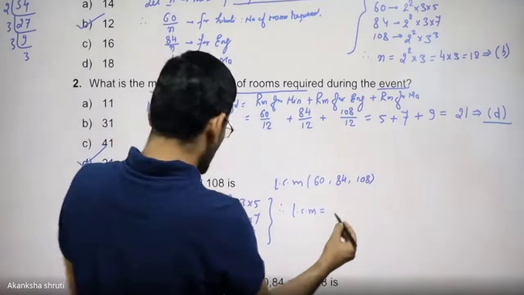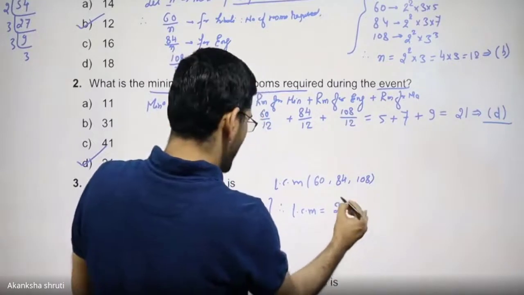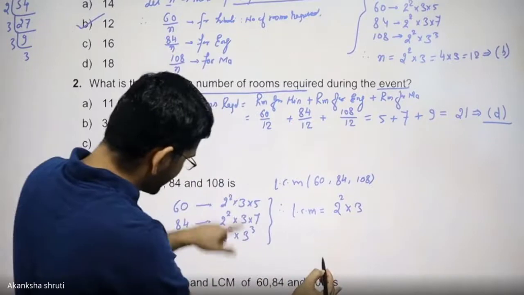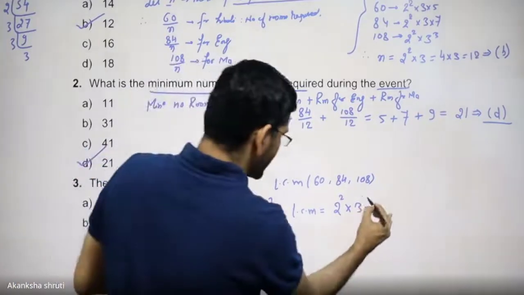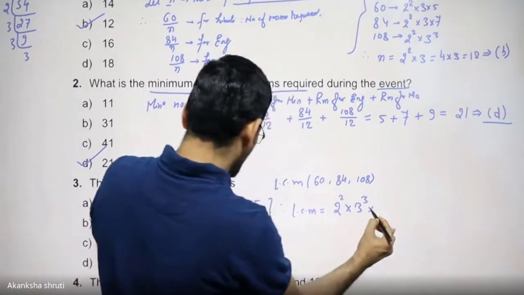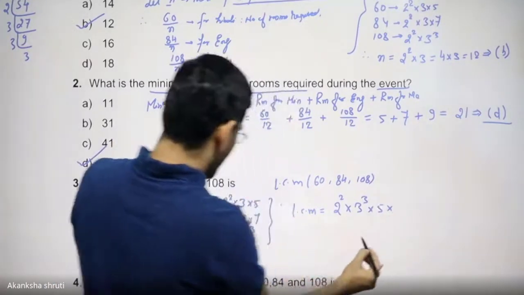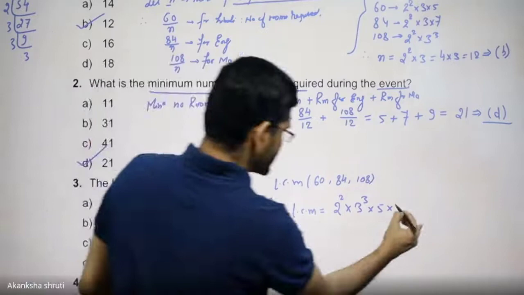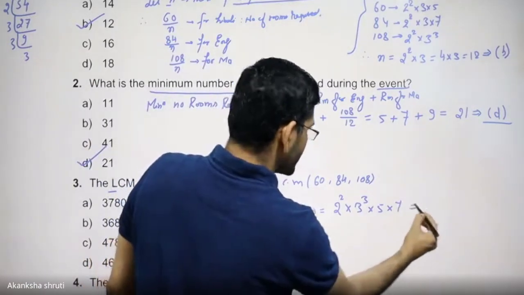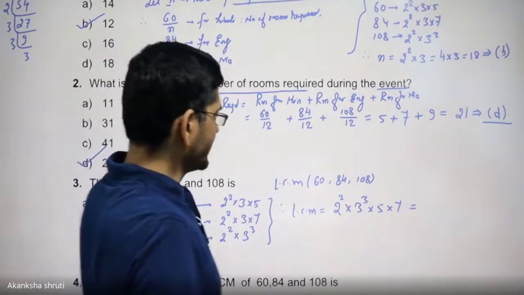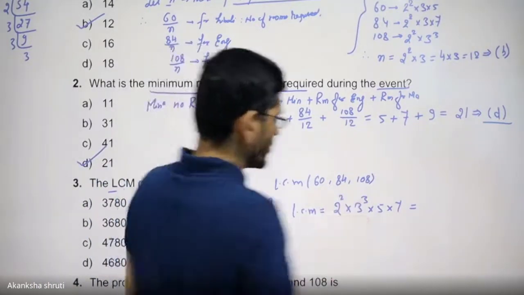Considering the 2, which is common, the highest power is 2 only. Considering the 3, the highest power for the factor 3 is 3, so 3 cube. Into the other factor in the first, which is our 5. The other uncommon factor in the second is our 7. So we have to go for multiplying all these things. You will get 3780.